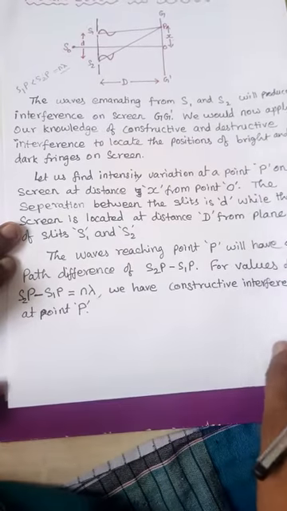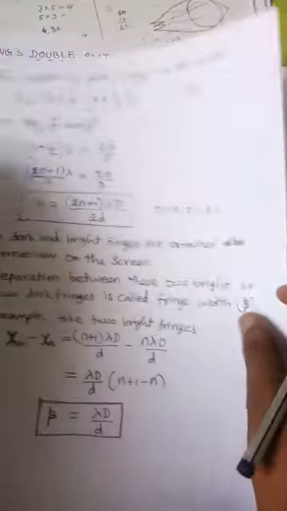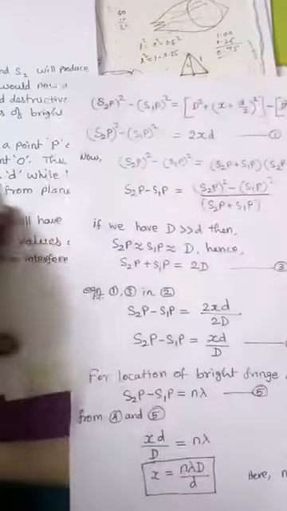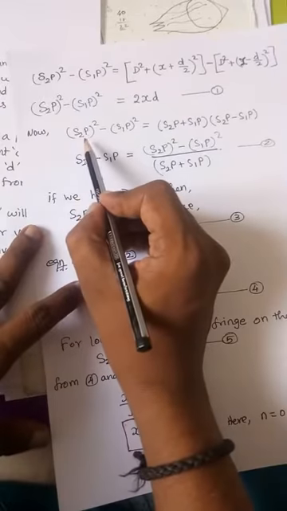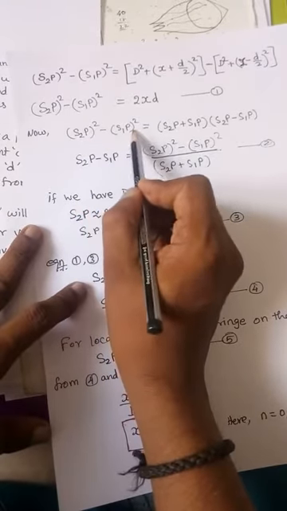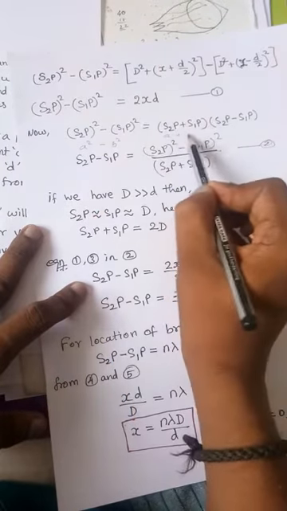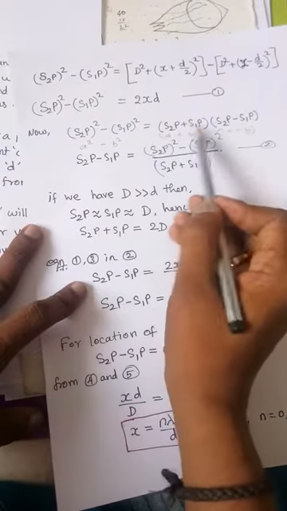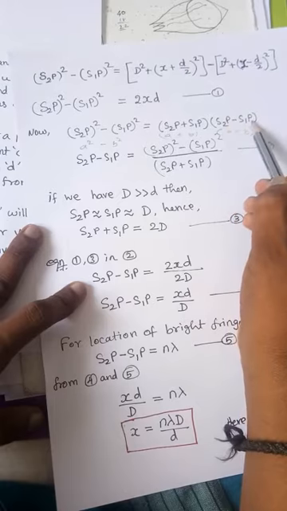Okay, now we want to find the fringe width. So first you consider the formula S2P whole square minus S1P square. That is the A square minus B square formula, so A plus B into A minus B. Now I want to find A minus B only, like S2P minus S1P.